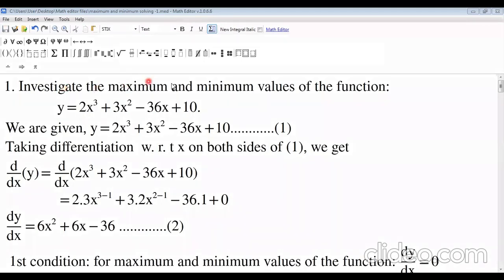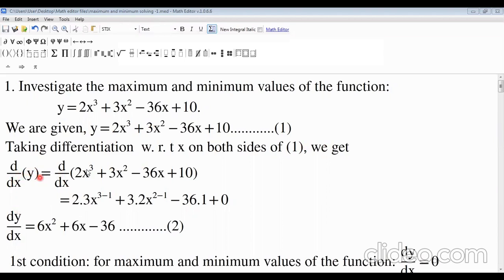Investigate the maximum and minimum values of the function y equals 2x cube plus 3x square minus 36x plus 10. First of all, the given function is y equals 2x cube plus 3x square minus 36x plus 10. This is equation number 1. Taking differentiation with respect to x on both sides of equation 1, that means taking d/dx on both sides. Same procedure as the previous example.